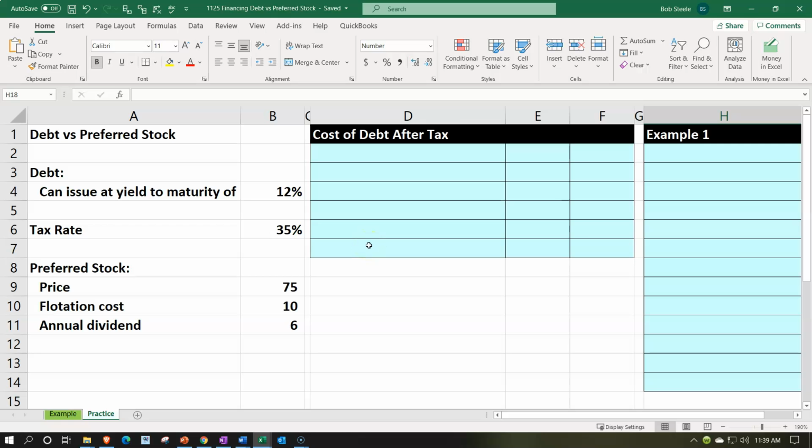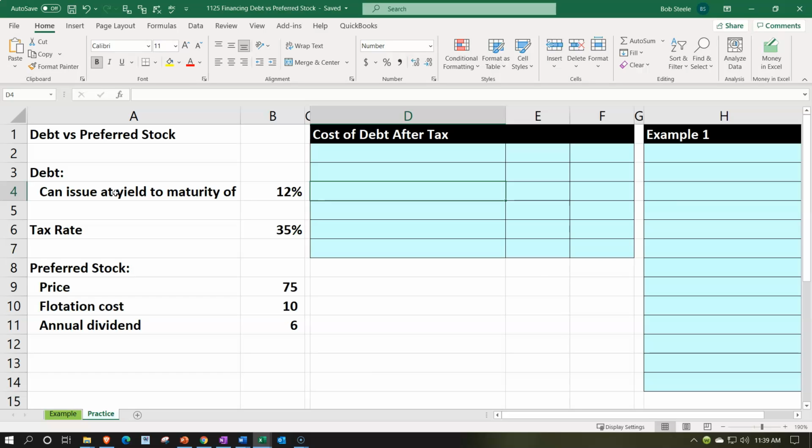Here we are in our Excel worksheet. If you have access to the Excel worksheet and would like to follow along, note that we are in the practice tab as opposed to the example tab, the example tab in essence being an answer key. We have the information on the left-hand side. We will populate that information into the blue area on the right-hand side, looking at a problem comparing debt versus the preferred stock for financing options.